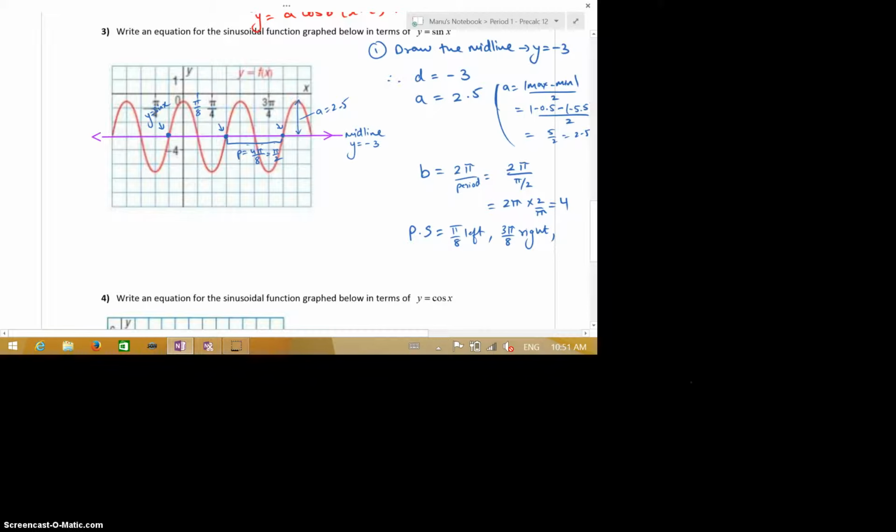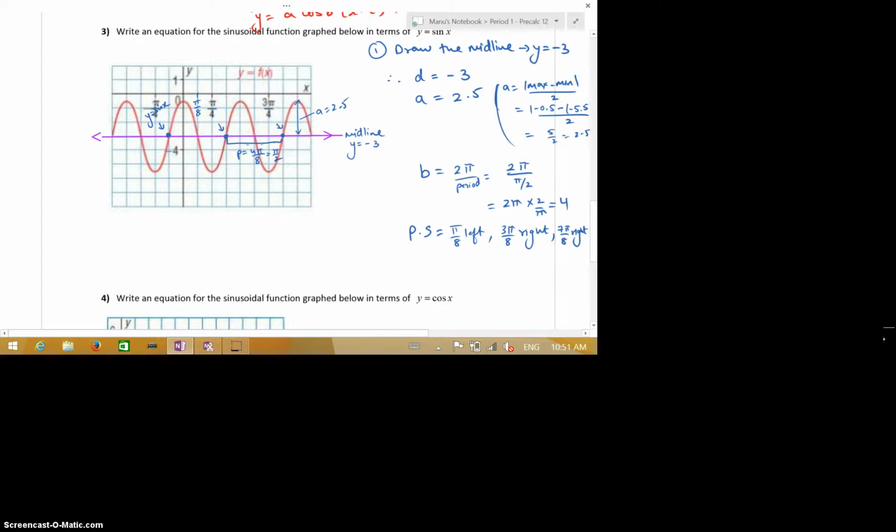Or it could actually be 7 pi over 8, right? Right, and so on and so forth. I can use any one of those phase shifts. So here are some of the different equations that will satisfy this graph. The 3 aspects are going to remain the same: the a, the b, and the d value. The only thing that can change is the phase shift.